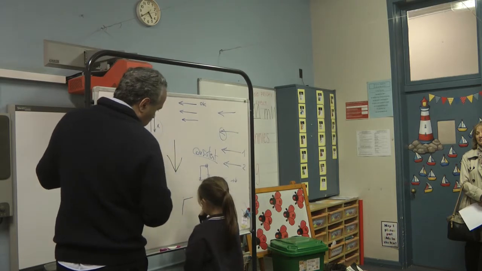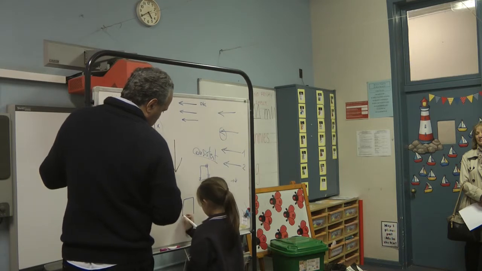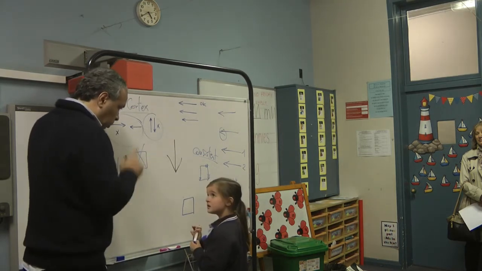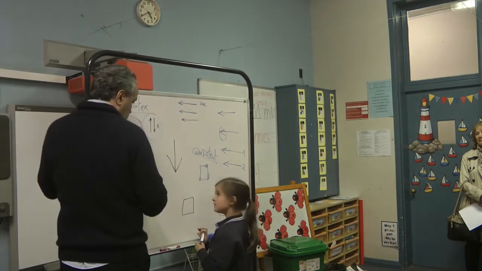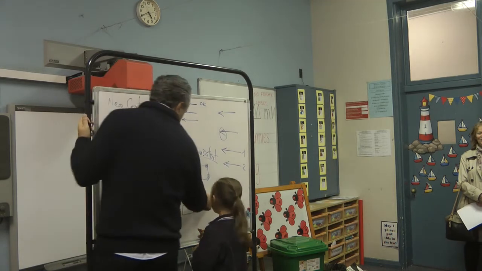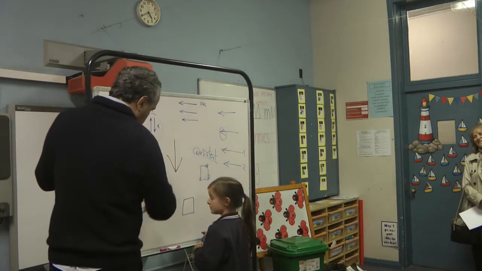Okay, so, see me. Your brain prefers this. In fact, you thought you prefer this. So, draw me another square.